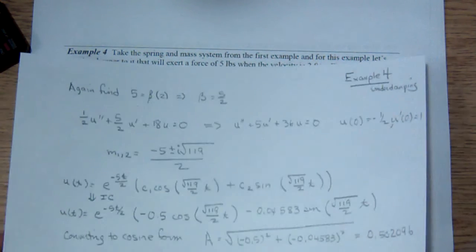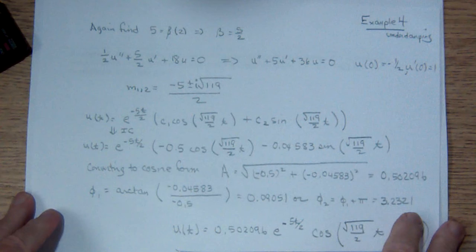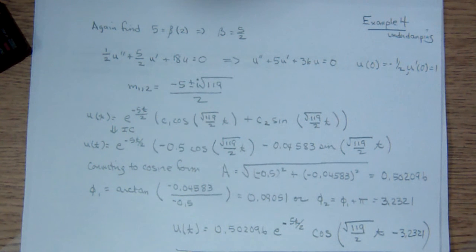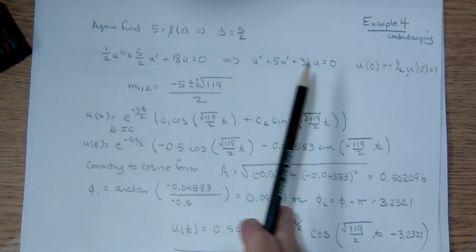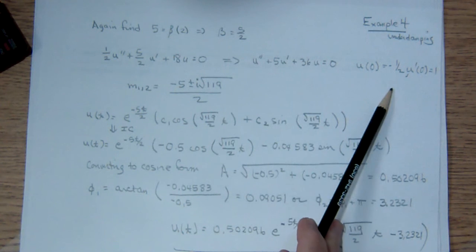The biggest thing to do is find the coefficient associated with the damping, which again we're assuming is proportional to the velocity. So we find that beta, the damping factor, is 5 over 2. So we substitute that into our equation. We multiply all the way through by 2 to get this. There's our initial conditions from before.